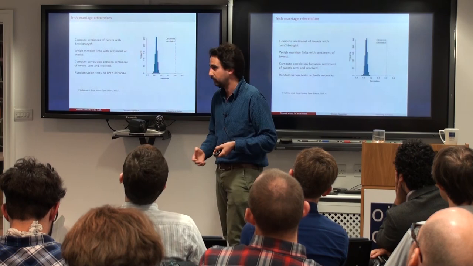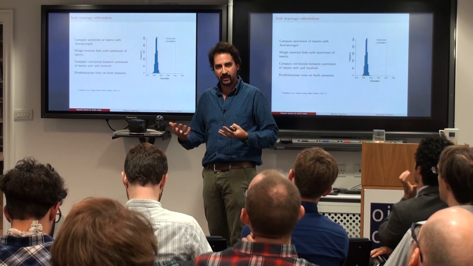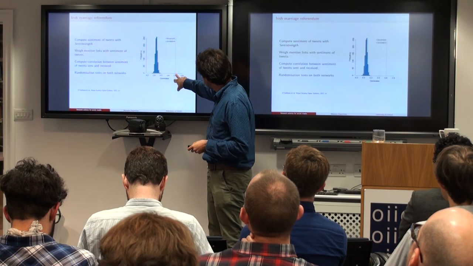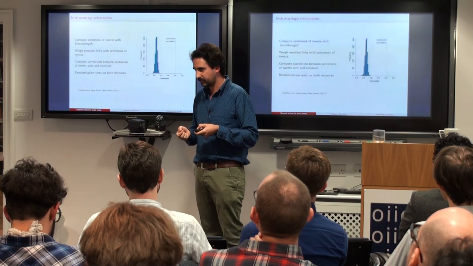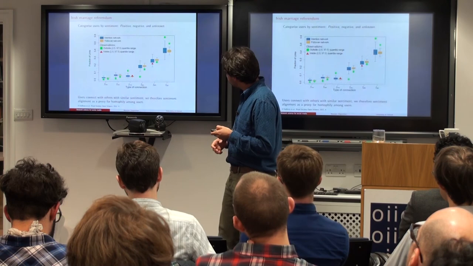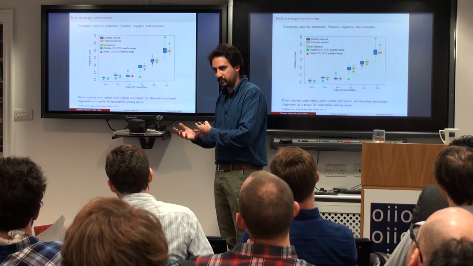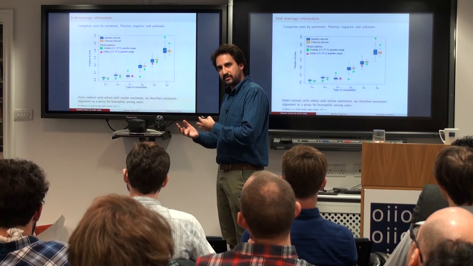So we did a randomization test and looked at the correlation between tweets when we randomize the edges, and the observed correlation is way out there. So it's highly significant. The correlation is modest, but the in and out sentiment are correlated. So if I tweet negativity, I'm going to receive negativity. And interestingly, in the mentions network, not so much, but in the follower network, people tend to follow others that are aligned in the sentiment of their tweets.